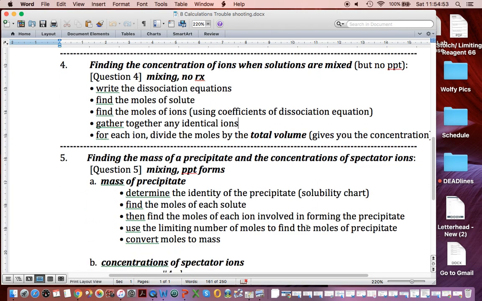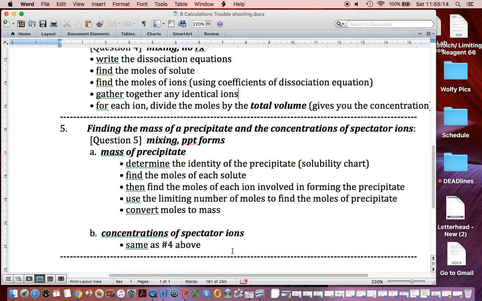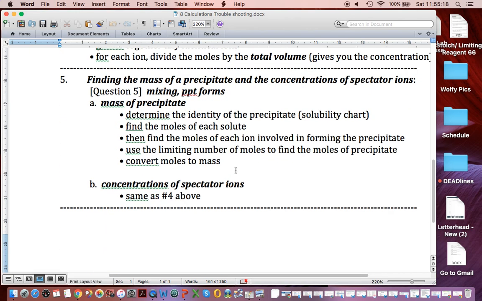Number 5 is a close cousin of number 4. The only difference is we have a reaction this time, but you go through the same steps. But this time to get the mass of precipitate, you have to find out the moles of limiting ions, in this case for forming the precipitate, and then it's regular stoich to get the mass of the precipitate. For concentration of spectator ions, it's the exact same as what you did here in question number 4.